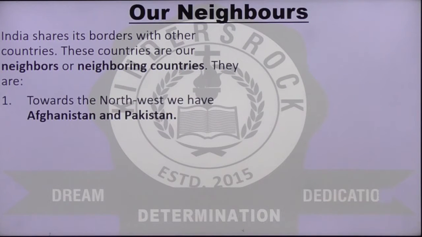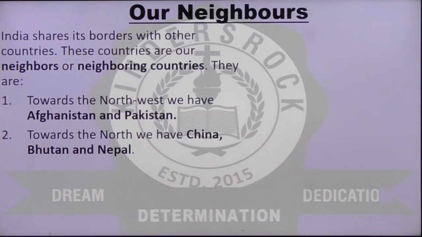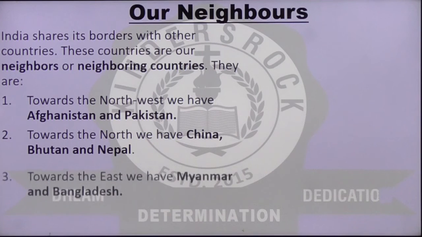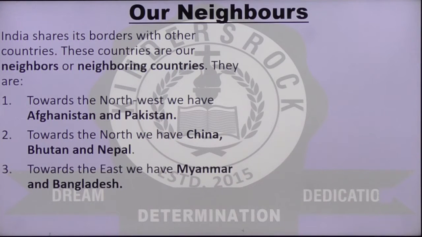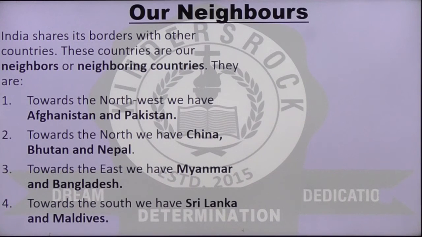northwest we have Afghanistan and Pakistan. Towards the north we have China, Bhutan and Nepal. Towards the east we have Myanmar and Bangladesh. Towards the south we have Sri Lanka and Maldives. Now let us look at the map.